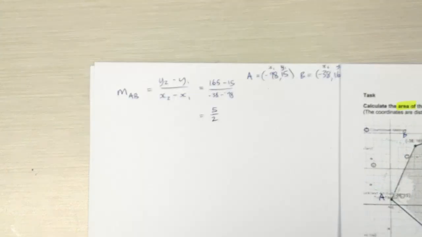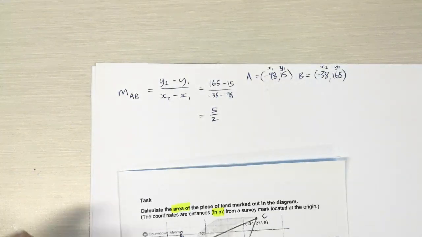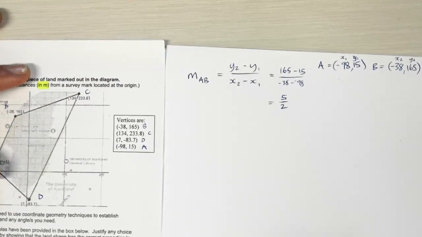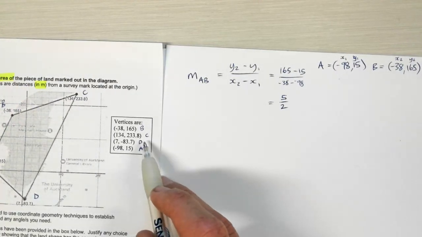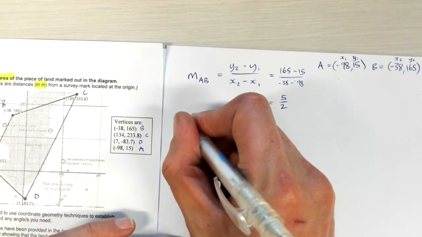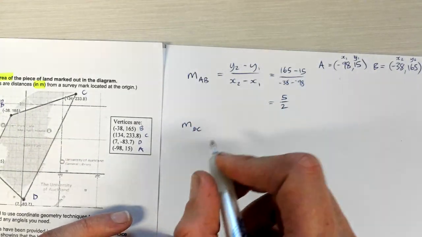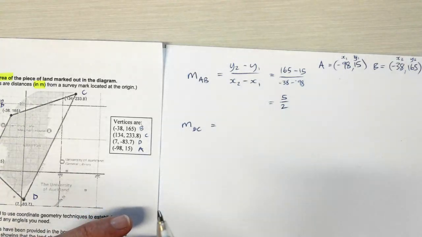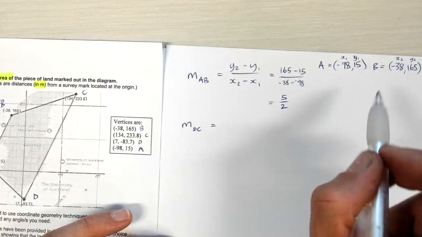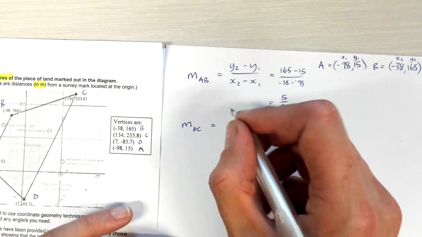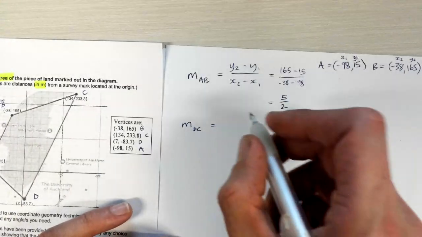So now we're going to have a look at the gradient from D to C. So I'm going to chuck it over here. So then we've just got our coordinates here. So that's m DC. So we're going to go from D to C. This time I'm going to do a little less scaffolding than the one above, so you can just follow that if you want scaffolding. So I'm not going to do the formula, I'm just going to go straight into it.